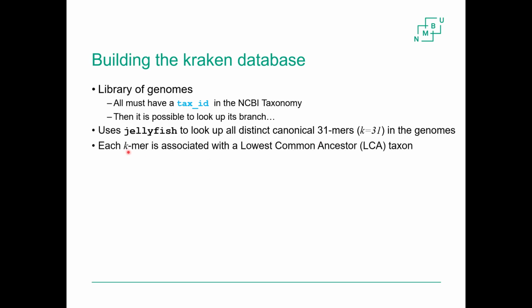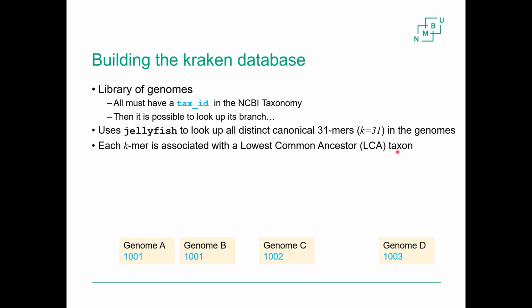So each k-mer that you collect now, we collect all the distinct canonical k-mers, and each k-mer is associated with what is called the lowest common ancestor taxon. And what on earth is this? We will see shortly.